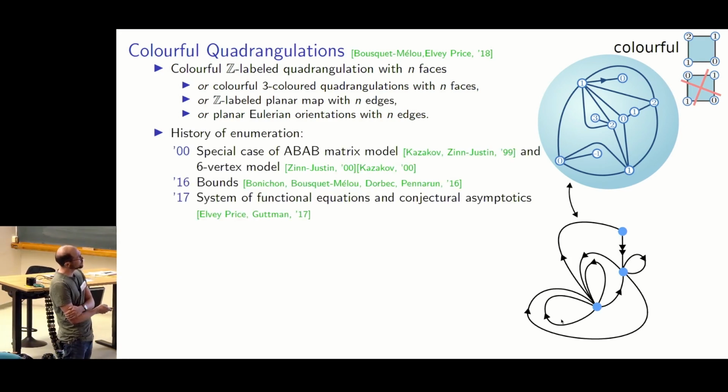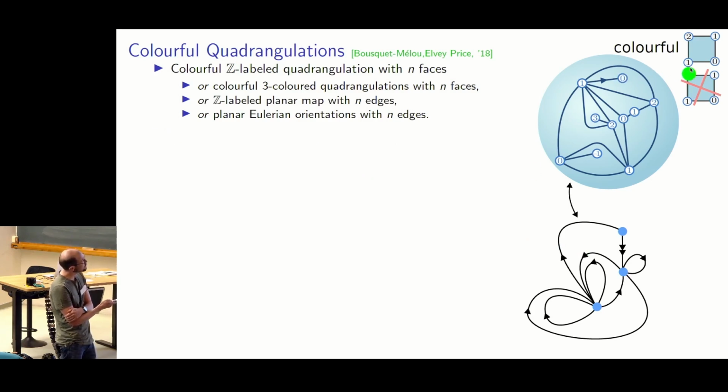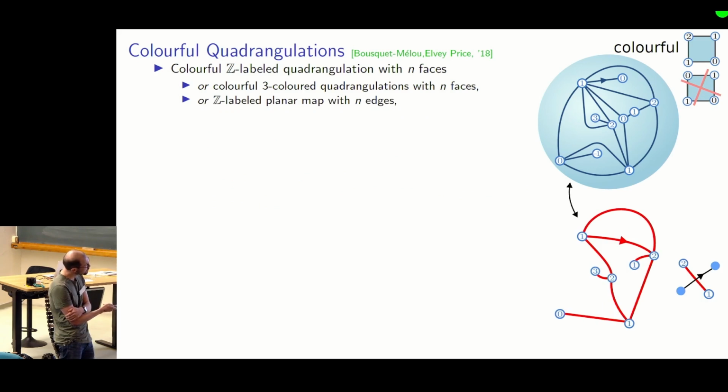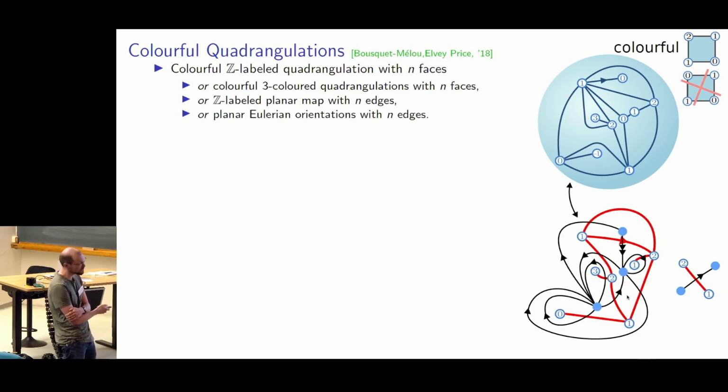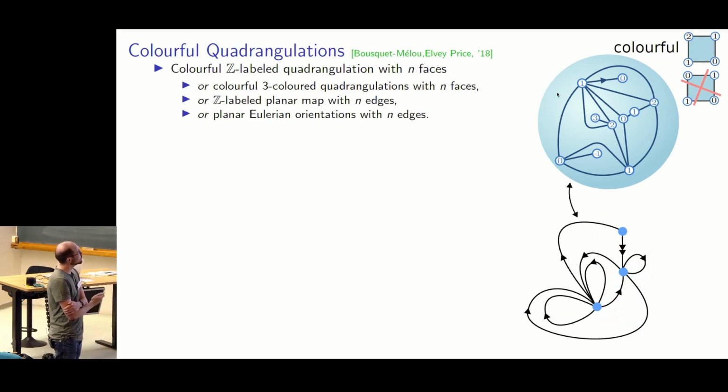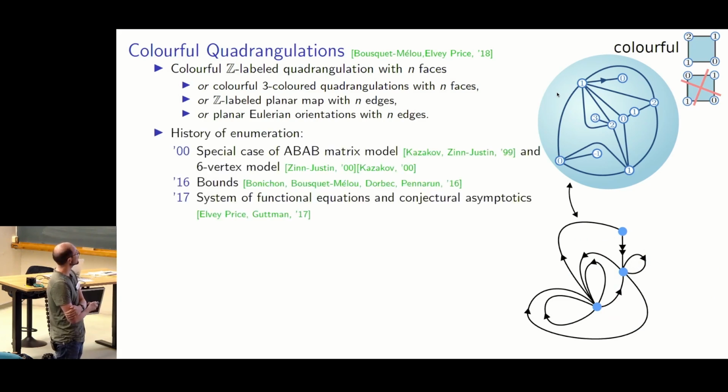So some history about the enumeration of these maps. Timothy, I have a question. Is your bijection only for colorful quadrangulations? So this is restricted to colorful quadrangulations. If you also include these alternating quadrangles, then you would get integer labeled maps where labels are also allowed to remain constant. Okay, thank you. And you will get partial orientations in the dual. So this is all very nicely explained in the paper. But we'll focus exclusively on the colorful setting.